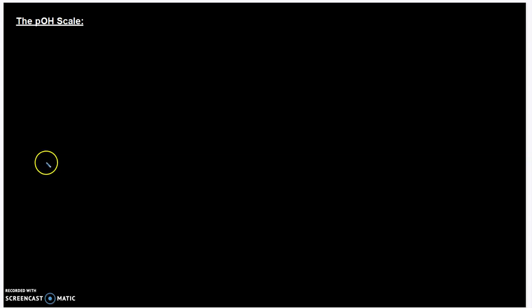Hey, so we are going to start on the next little part of the pH scale, and that lovely thing is called pOH. Wow, fancy. So it's still just a scale. It's essentially the same thing. It still goes from 0 all the way to 14, with 7 still in the middle.